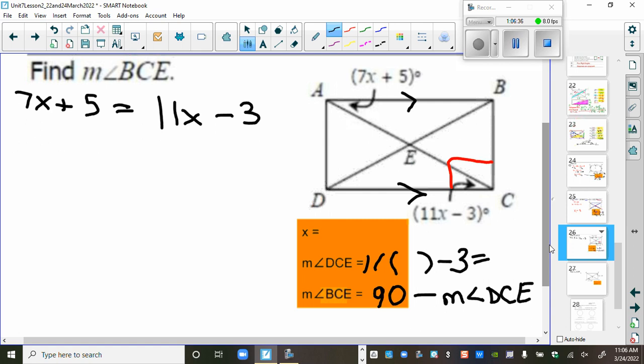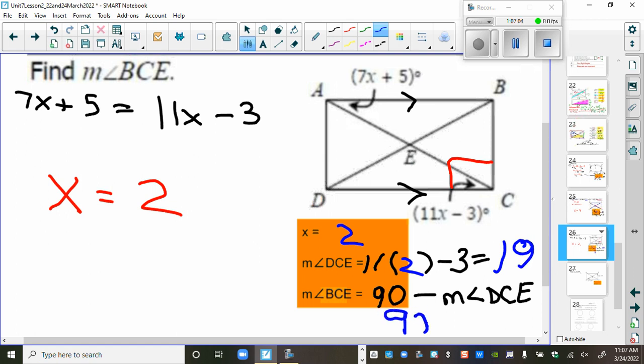Good work. All right. So what did we get for x? X was 2. Then DCE was how many degrees? That was 19. And then the last one? What was the last one? 71. All right, good.